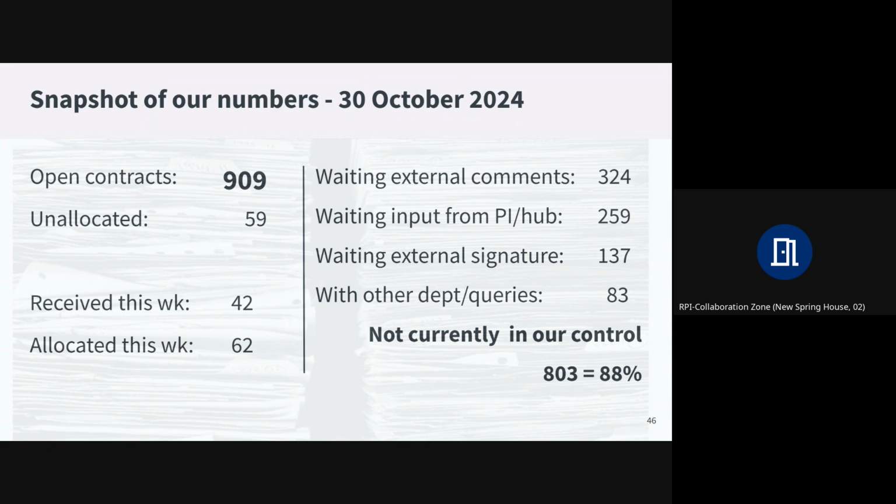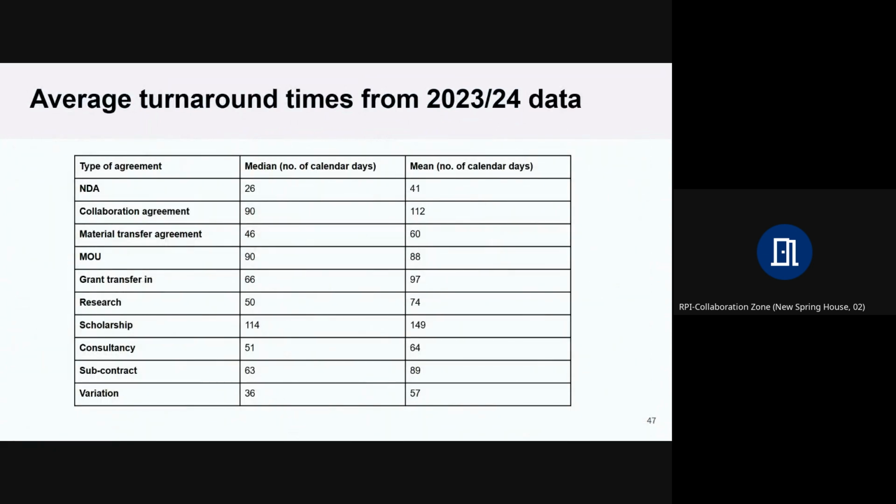Hopefully, some of these other slides may help as to why it's needed. They may not. I'm just going to touch on turnaround times quickly. So these are our average turnaround times from last academic year. They include calendar days. So an NDA, non-disclosure, takes around 3 weeks. That's an average. Obviously, there are outliers. Some take a couple of days, some take longer.